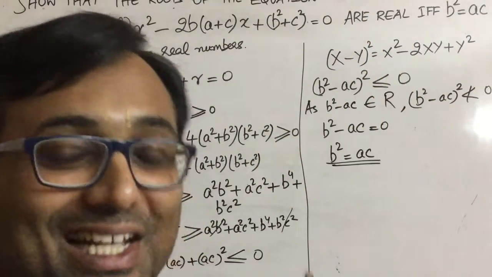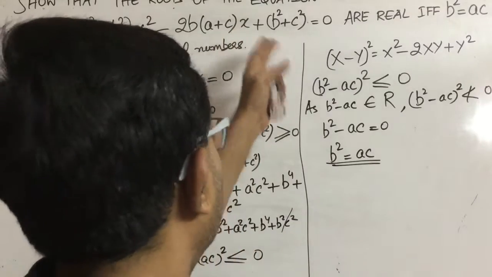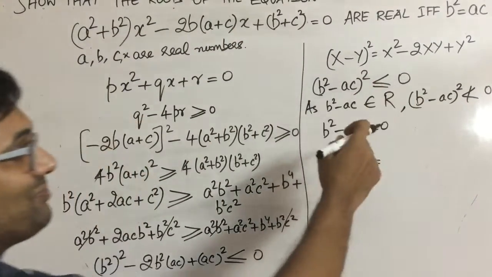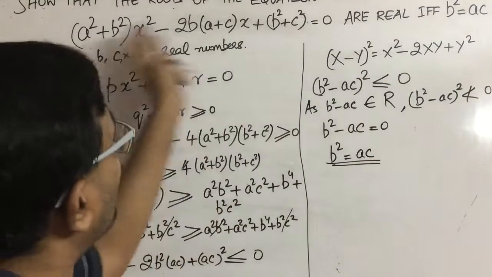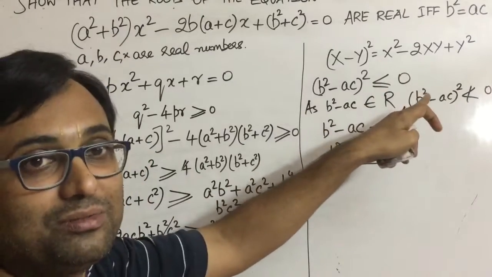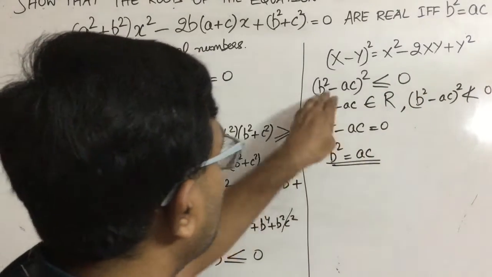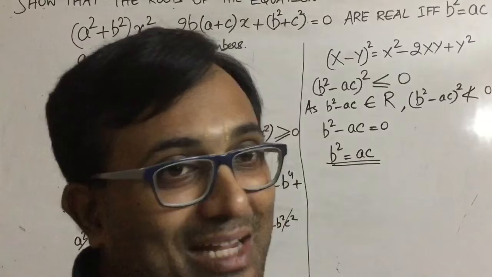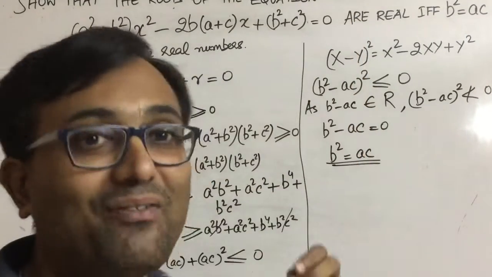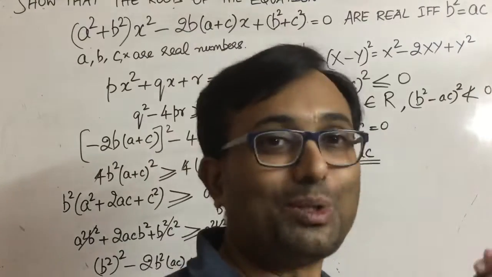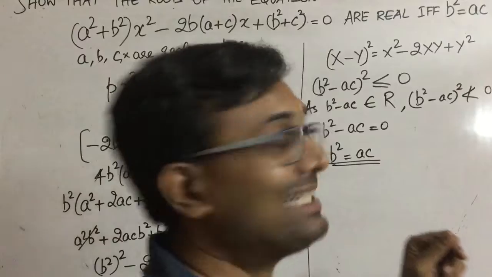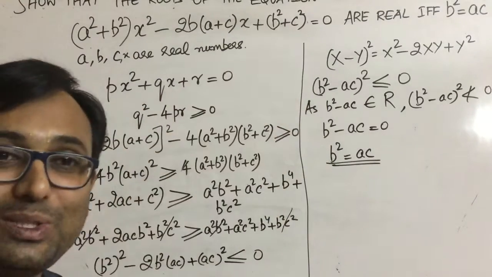What's more interesting is that it will have equal roots in this case, because the discriminant is going to be equal to 0. Right? The discriminant can never be greater than 0 in this particular case. It's either going to be less than 0 or equal to 0. So when b squared is equal to ac, the discriminant is exactly equal to 0. So the given quadratic equation would have equal roots, which are also real, only when b squared is equal to ac.